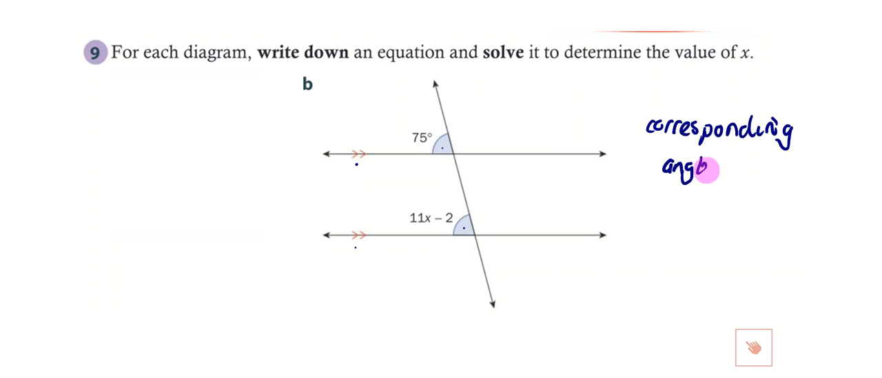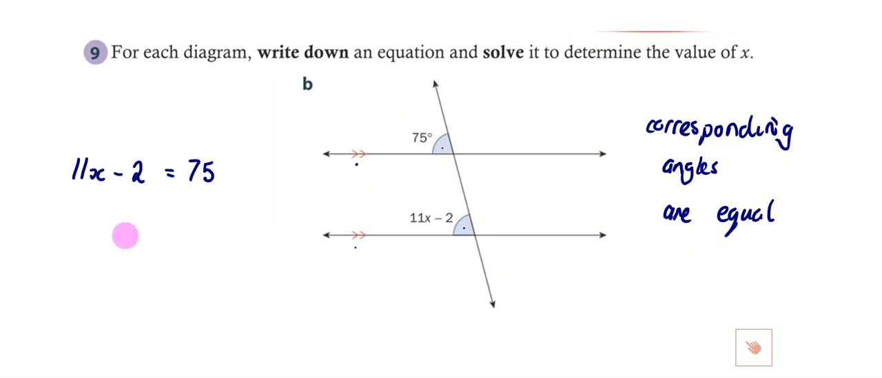And what do we know about corresponding angles? Well, we know that corresponding angles are equal, just like the opposite ones. So we can do the same thing as before. So we can then write the statement that 11x minus 2 must equal 75. And then it's a process of working out, well, what x should be.